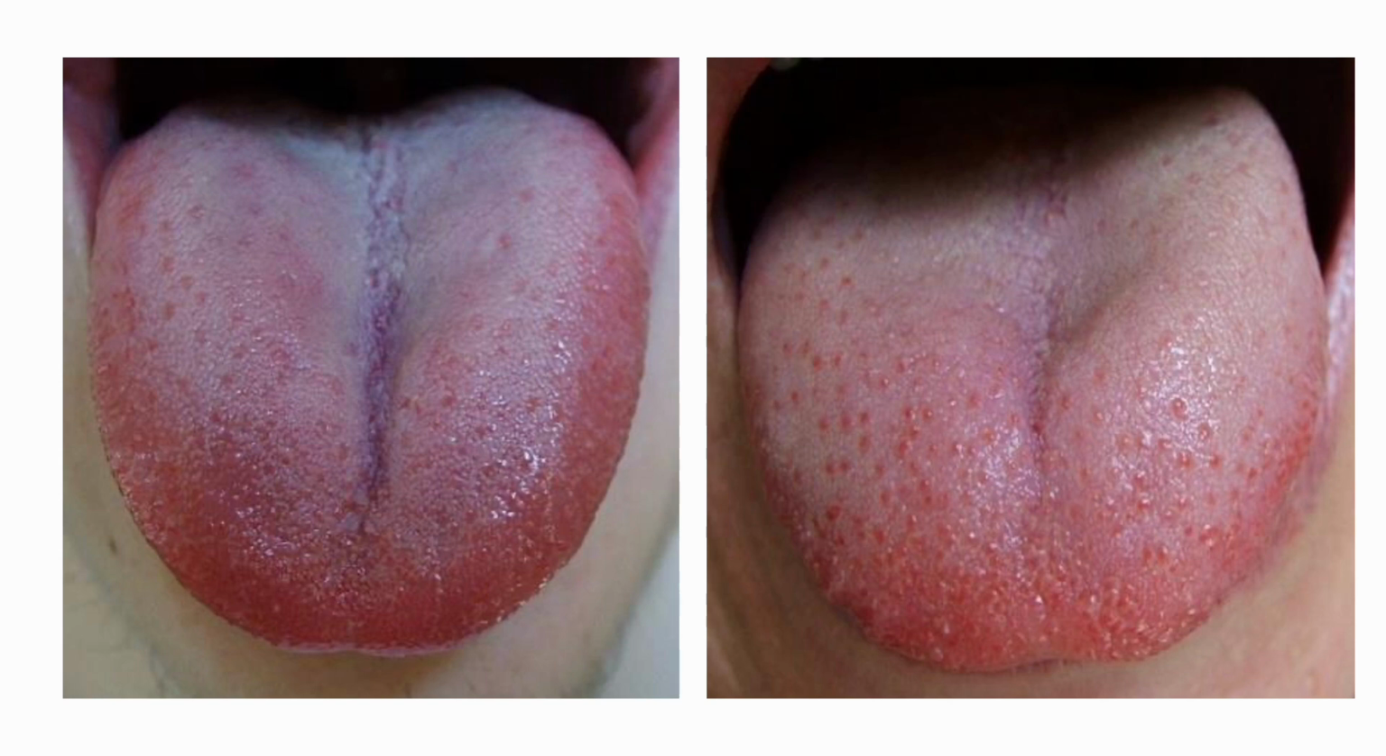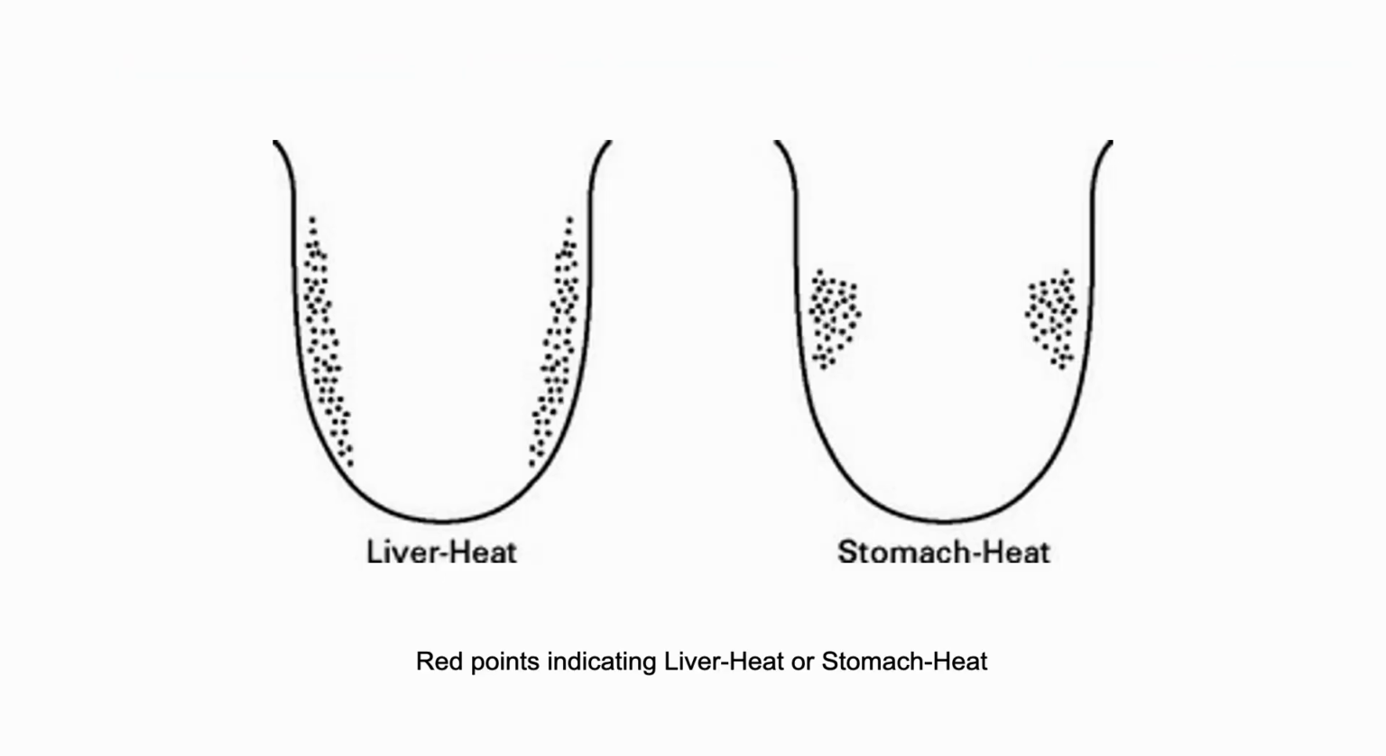Red points are frequently seen on the tip, sides, center, or root of the tongue. Red points on the tip are relatively common and they indicate heart fire, usually deriving from emotional stress. Red points on the sides in the liver area indicate liver heat or liver fire, whereas red points in the center indicate stomach heat. However, stomach heat may also be reflected in red points on the sides, but only in the middle section of the tongue and along a broader strip.